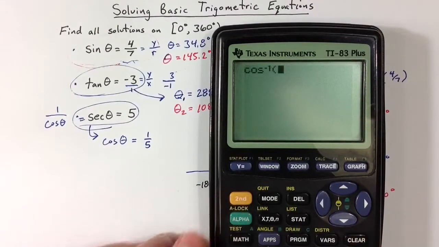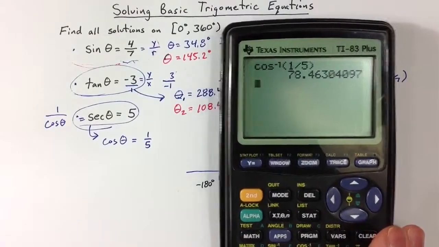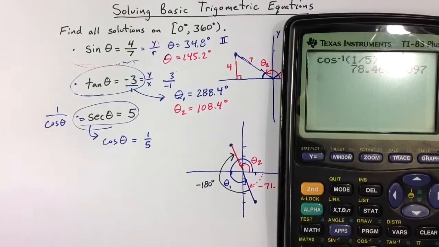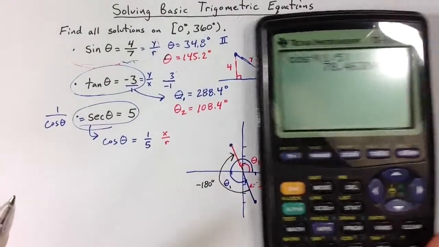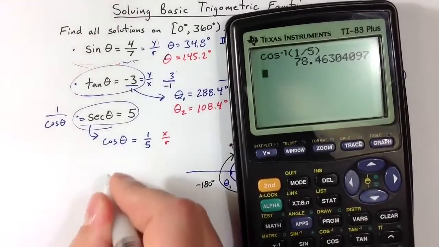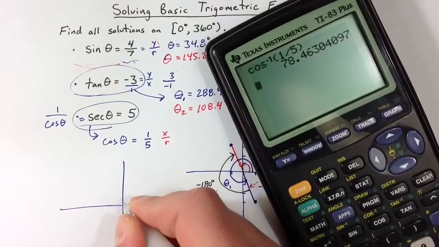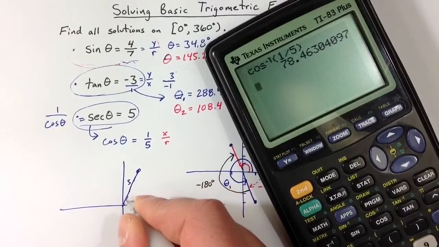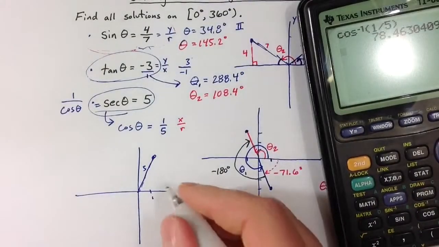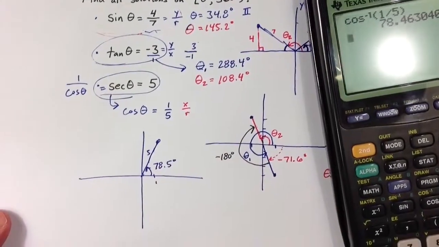And so with our calculator, I can take inverse cosine of 1/5. And that gives me one angle. Again, putting this into the context here, I can think of this as x over r. And so the angle that we see here, we're comparing an x value and an r value. So the x value is 1 and the r value is 5. And the solution that we just found is 78.5 degrees. But there's a second solution.